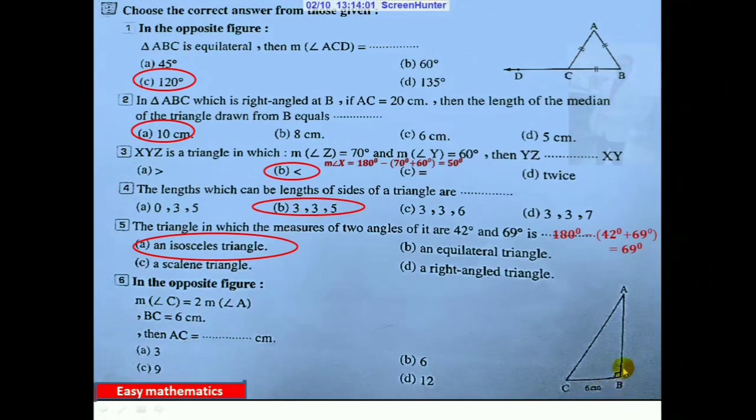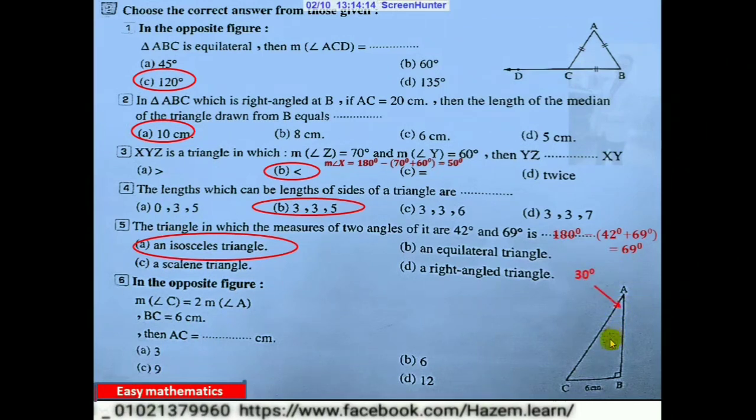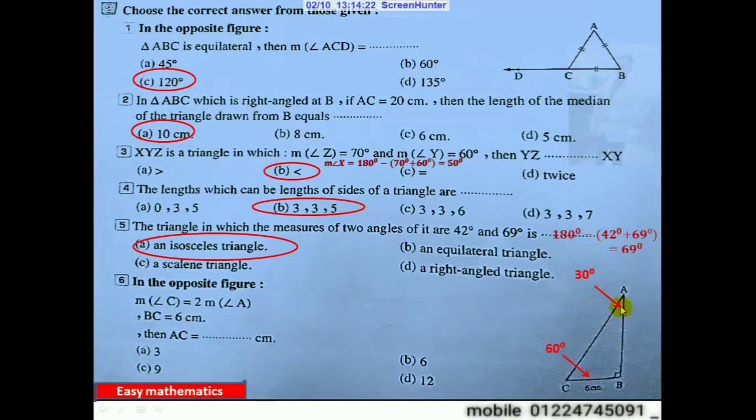We all know when we have a measure of angle B equal to 90, and he gave me here a rule, C equals twice the measure of angle A, so we must know that the measure of angle A must equal 30 degrees and the measure of angle C must equal 60 degrees. Now we all know when we have an angle in the right triangle equal to 30 degrees, the side opposite to this angle must equal half the length of the hypotenuse. And we have here this side equals 6 centimeters, so the length of AC must equal 12 centimeters.